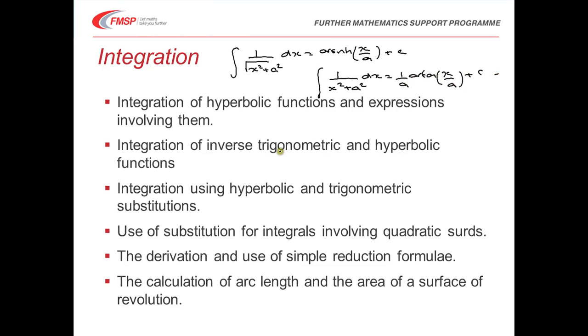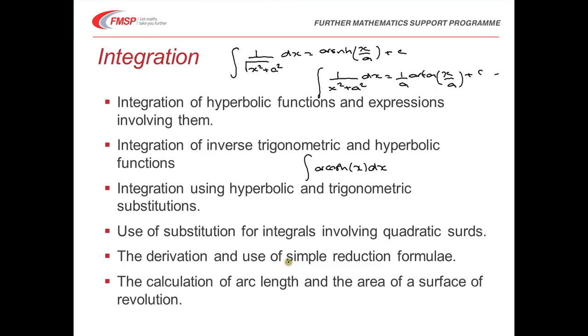Then you've got integration of inverse trig functions and inverse hyperbolic functions. For example, you need to be able to integrate something like arcosh of x with respect to x. The way you do that is you treat it as a product of 1 and arcosh x. You can integrate 1, you can differentiate arcosh x, so you can use integration by parts. You also use substitutions in these integrals, and for integrals involving quadratic surds, for example the square root of x squared plus a squared, and other algebraic techniques.